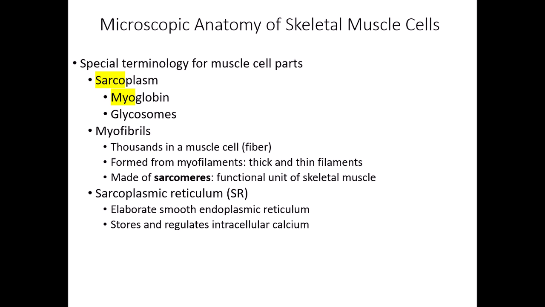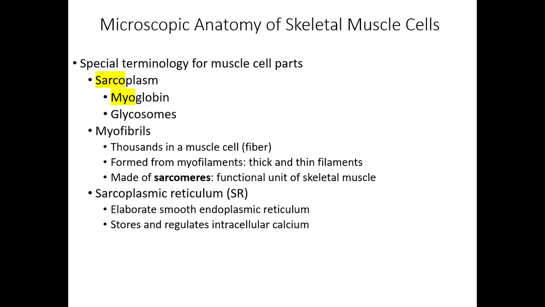Sarcoplasmic reticulum, abbreviated SR, should certainly make you think of the endoplasmic reticulum, because that's basically what it is. It's sort of a specialized version of the smooth ER that we talked about being present in other cells. And remember, what makes endoplasmic reticulum smooth versus rough is the presence of ribosomes. So rough endoplasmic reticulum had ribosomes on it. Remember, ribosomes are where protein synthesis occurs. Smooth endoplasmic reticulum does not have any ribosomes, and that is the case here.